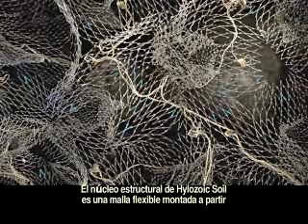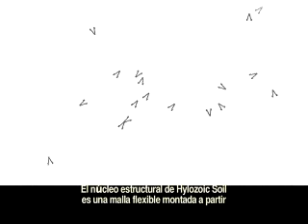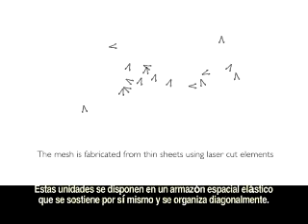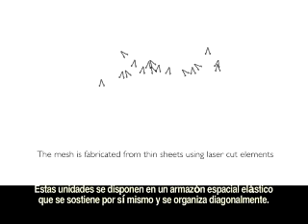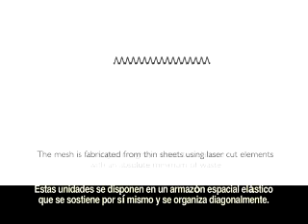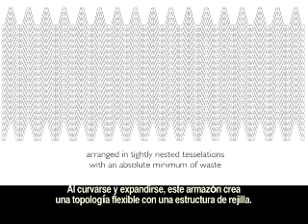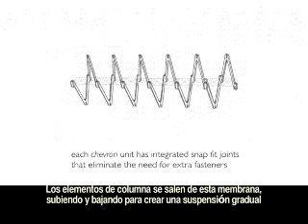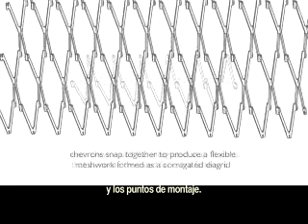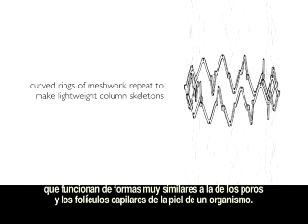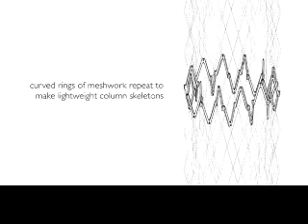The structural core of Hylozoic Soil is a flexible meshwork assembled from small, acrylic chevron-shaped tiles that clip together in tetrahedral forms. These units are arrayed into a resilient, self-bracing, diagonally organized space truss. Curving and expanding this trusswork creates a flexible grid shell topology. Columnar elements extend out from this membrane, reaching upward and downward to create tapering suspension and mounting points. Fitted into this flexible structure are hundreds of small mechanisms that function in ways akin to pores and hair follicles within the skin of an organism.